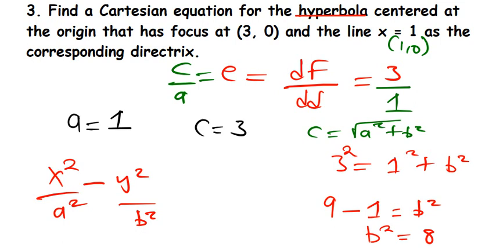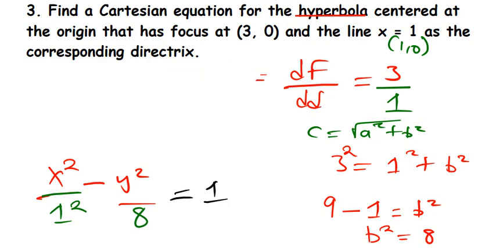Okay, so let's not forget that our a is 1. So if we substitute for a squared, that's going to be 1, and for b squared we found 8, so we'll have 8 there. And of course dividing by 1 is just as good as not putting it there. So x squared minus y squared over 8 is equal to 1. So that's the Cartesian equation for this hyperbola, based on the concept of the directrix or eccentricity, helping us to find the values of a and b.